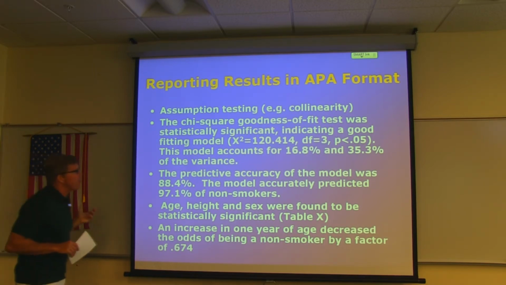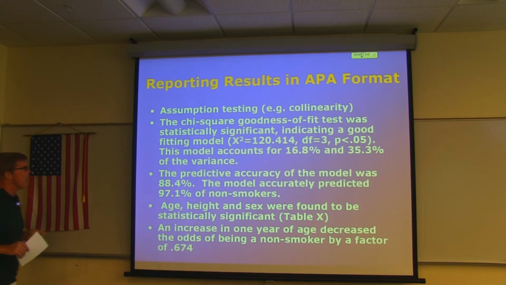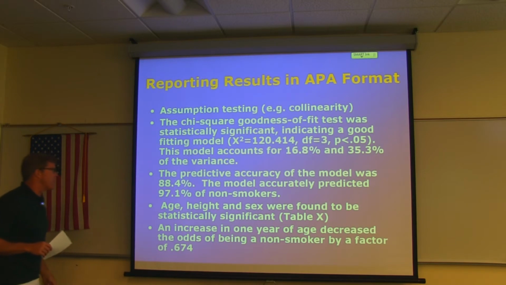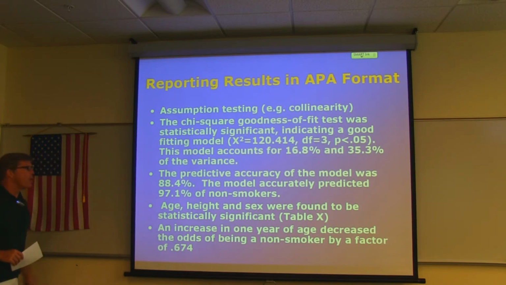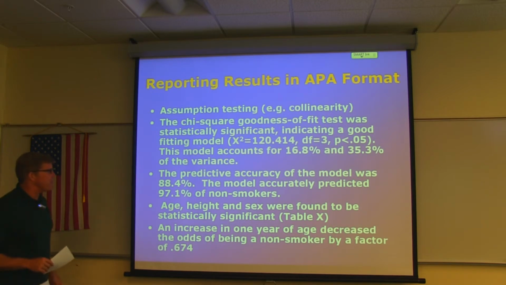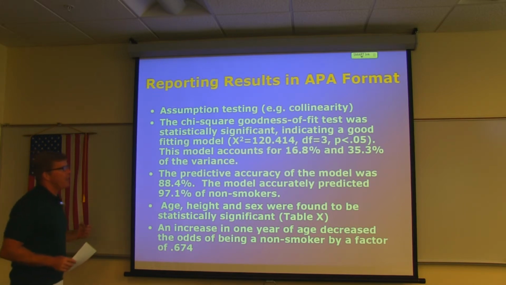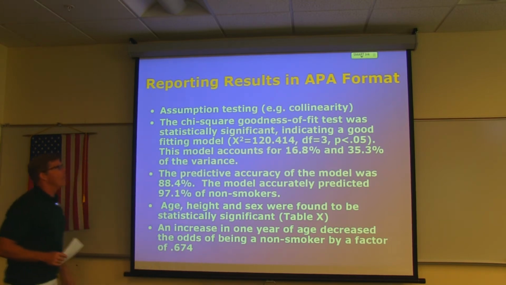This model accounts for 16.8 to 35.3% of the variance. Okay, that's a good state. The predictive accuracy of the model was 88.4%. The model accurately predicts 91% of non-smokers. Age, height, and gender were found to be statistically significant. And like I said, an increase in 1 year of age decreased the odds of being a non-smoker by a factor of 0.674. Okay, so in writing your papers for this course, it's very important to present the results in this particular type of format.